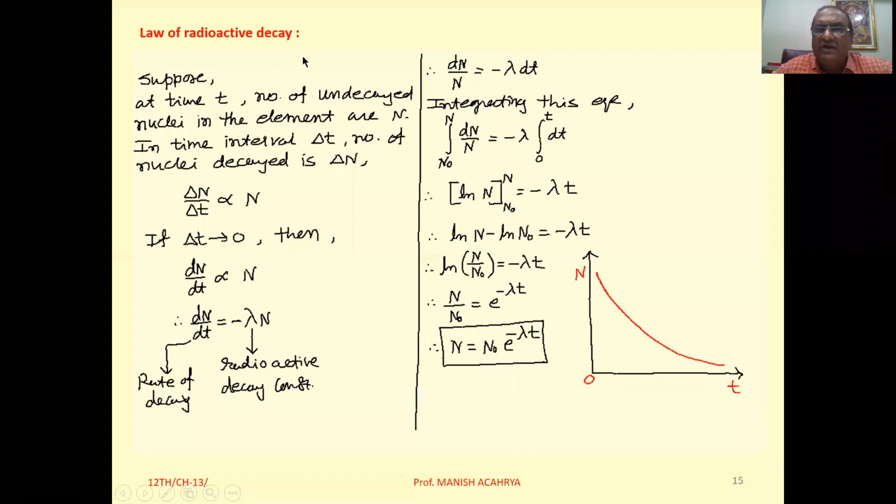Now, law of radioactive decay. Suppose at some instant t, the number of undecayed nuclei in the given element is N. And in time interval delta t, the number of nuclei decayed is delta N. So delta N by delta t is the rate of decay, or we can say the number of nuclei decayed per unit time.